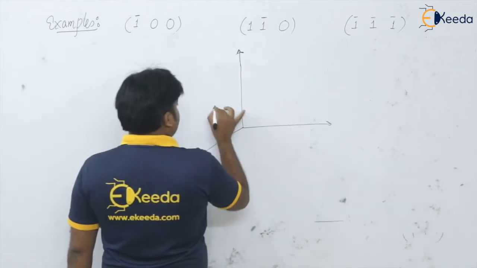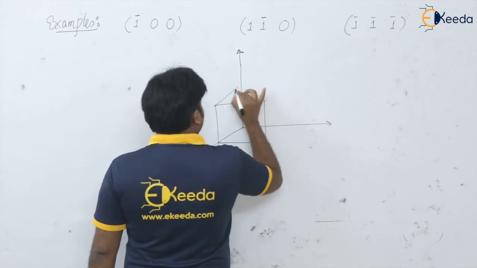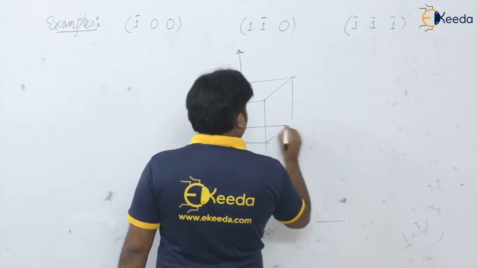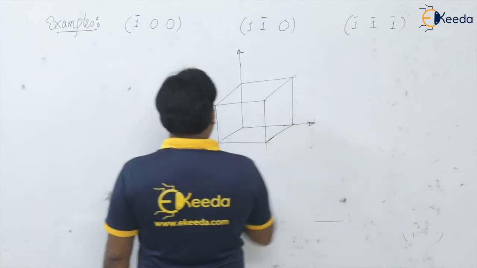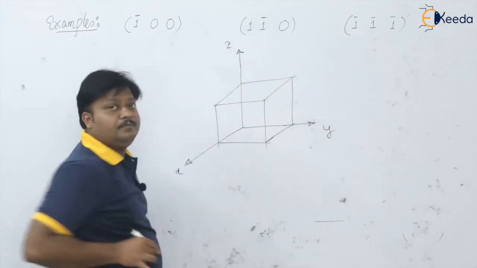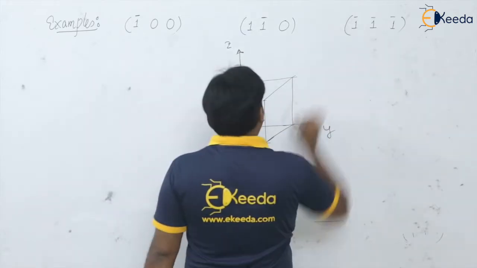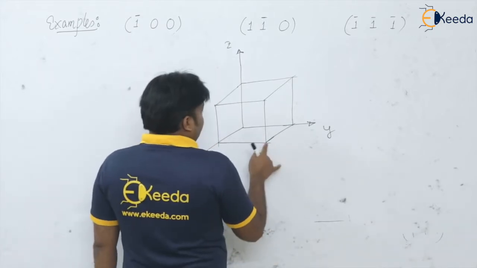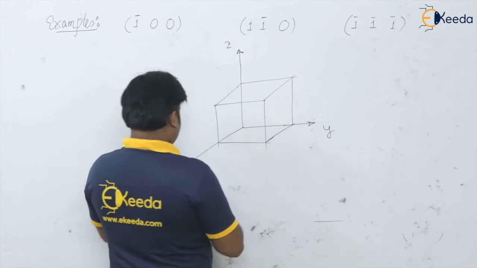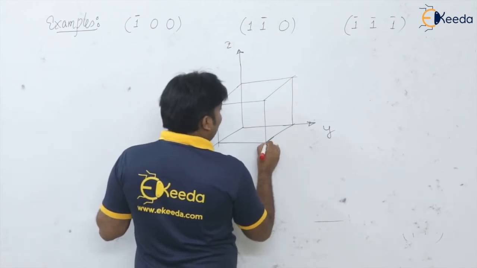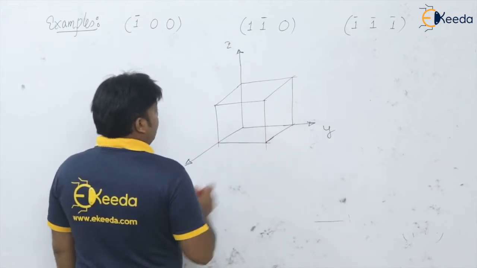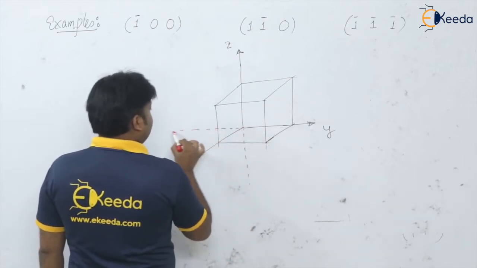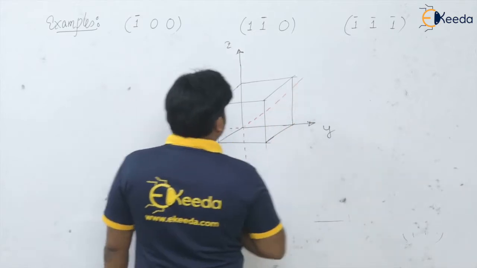So what are we going to get? Let us see. X, Y, and Z. Let us see. Negative 1, negative 1, and negative 1. Now what are we going to see here? See here, if I take this origin to this point, and we know Z in this direction it will be negative, Y in this direction it will be negative, and X in this direction it will be negative.